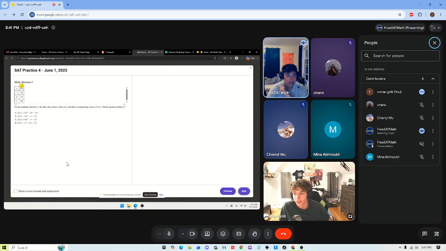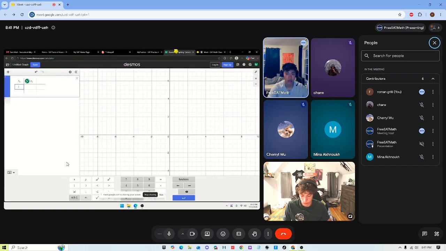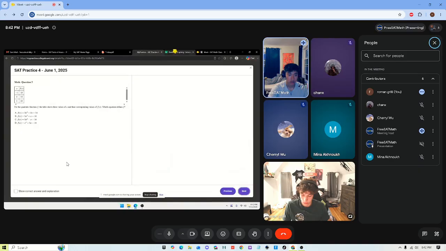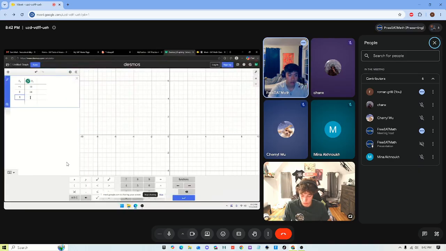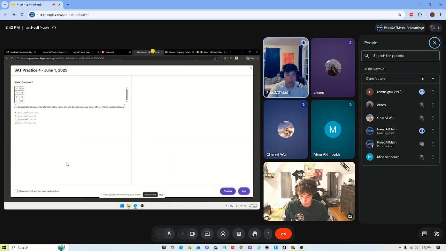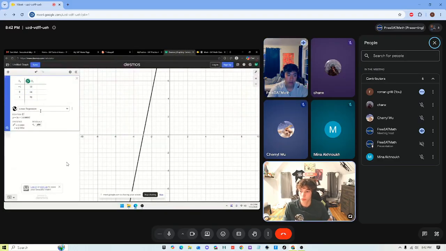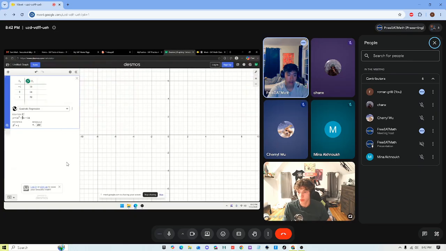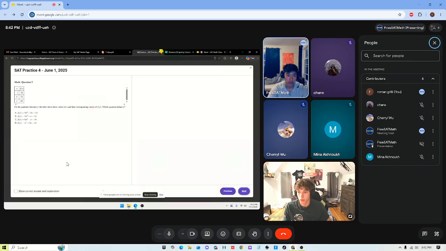Okay, for this one, it gives us a table and it says for the quadratic function f, the table shows 3 values of x and the corresponding values of f of x. Which equation defines f? So this is just the same thing as before. We would just get a table and then plug all our points in: 0, 14, and 120. And it says it is quadratic right there. So instead of linear, we click quadratic, and then we just take the equation here. And that is the exact same thing as D.